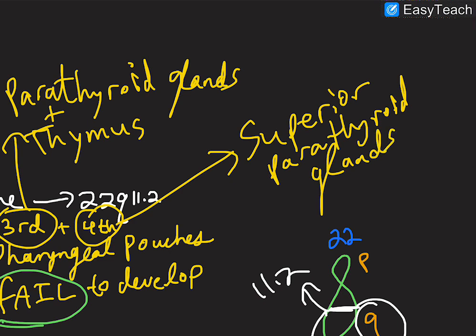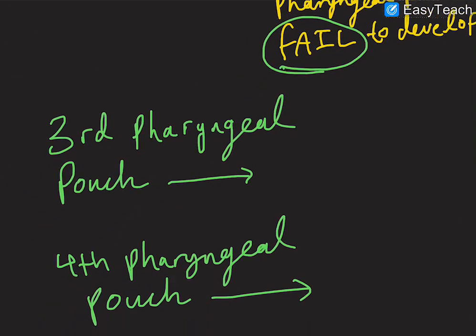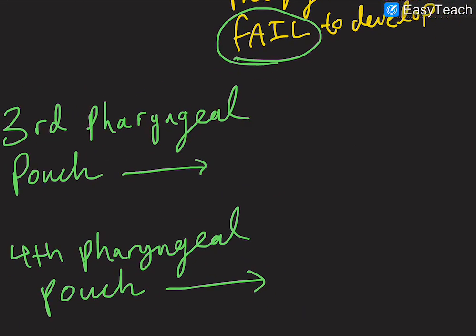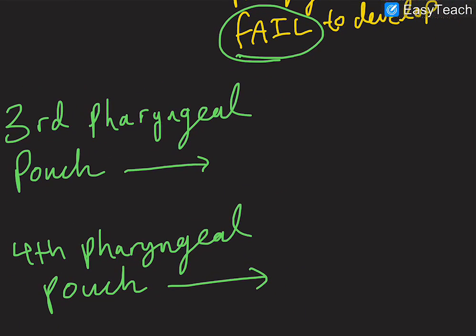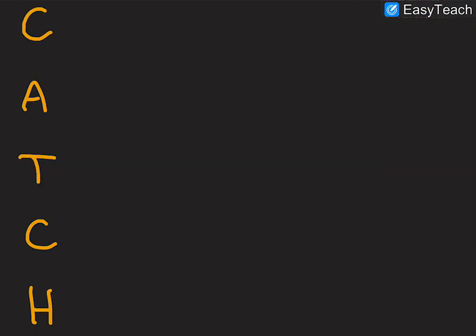And also, this microdeletion, we said, affects the TBX1 gene. So if the TBX1 gene is affected, it's also going to affect the development of your facial structures and heart. So let's keep that in mind too when we talk about this syndrome. As we said, the third pharyngeal pouch leads to the development of your inferior parathyroid glands and thymus, and your fourth pharyngeal pouch leads to the development of your superior parathyroid glands. All right, so let's see what we have next.